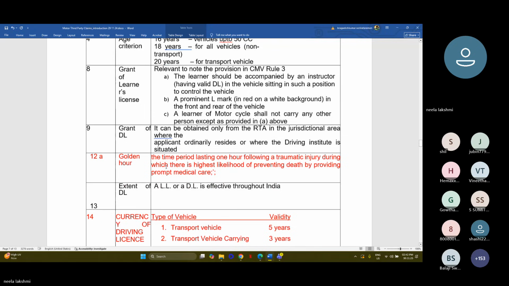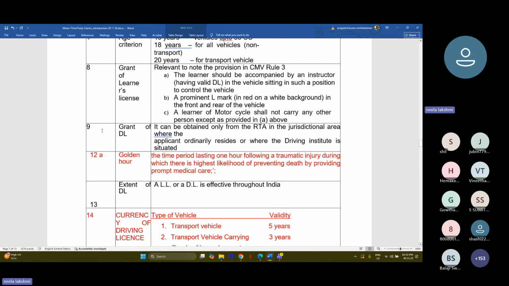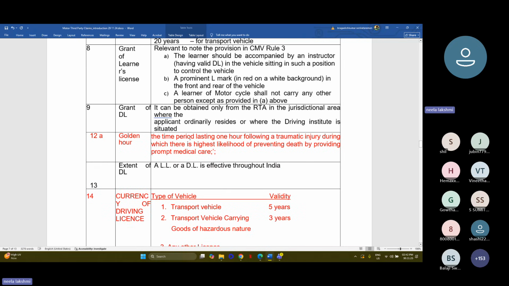Okay. Next one, Section number 9, grant of DL. These are all normal sections.